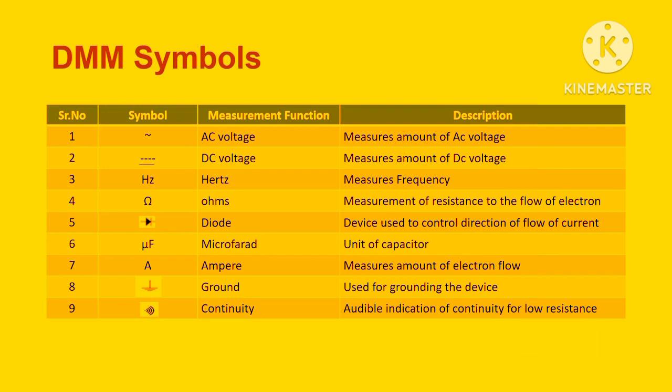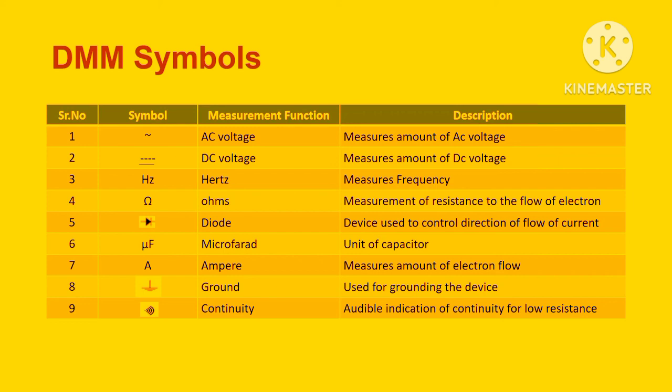Now next, which different symbols are available on a digital multimeter? Let's see, there are mainly 9 symbols available on any multimeter. Let's see the first symbol. The first symbol indicates the AC voltage. This measures the amount of AC voltage, meaning if the position of the rotary switch is at AC voltage, this symbol indicates we are going to measure AC voltage. Now if we change the position of the rotary switch, the second symbol indicates DC voltage. This will measure the amount of DC voltage.